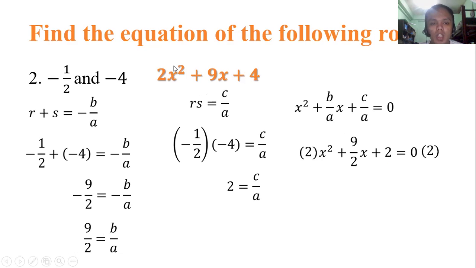Magiging 2x squared. 2 times x squared is 2x squared. Then 2 times 9 halves x, or cancel out natin to, magiging 9x na lang. Then 2 times 2 is 4. Ito yung magiging quadratic equation niya. Okay, kung nahihirapan kayo dito, you can use FOIL method. Okay? It's up to you naman kung anong method yun.